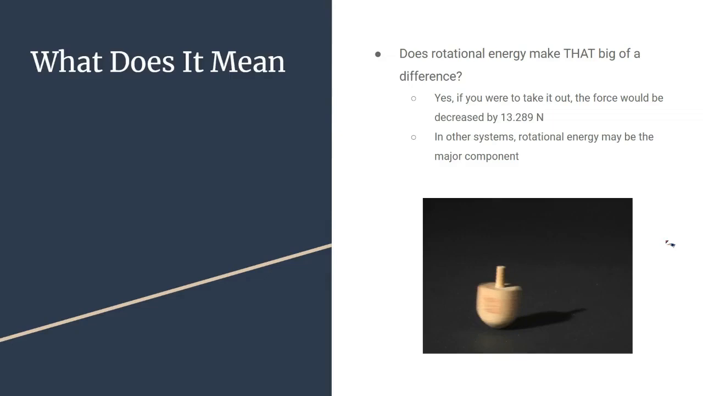And plus, in other systems in the world, rotational energy may be the major component of kinetic energy, like in dreidels. It'll rotate a lot faster than it'll move side to side, and therefore it's something that you can't ignore in all systems, especially if you're in those professions that we mentioned earlier. It will affect a lot the forces that you can use for the safety of people or objects and everything.